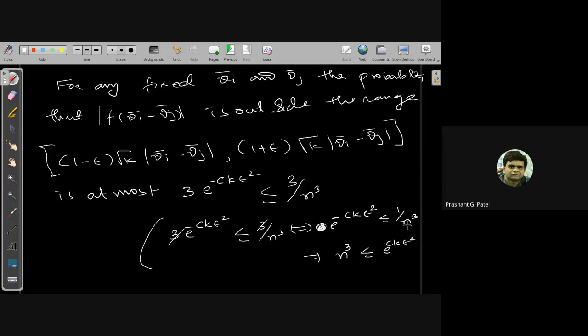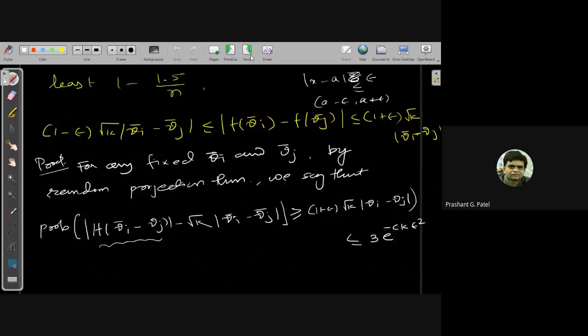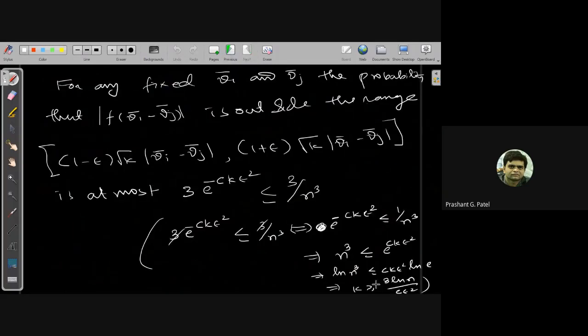If I take n cube here, this is minus, so 1 upon that goes to the other side. If I take ln on both sides, ln of n cube is less than or equal to c k epsilon square ln of e, but ln of e is 1 and ln of n cube is 3. So that gives me the value of k is greater than or equal to 3 ln n upon c epsilon square, which is exactly the given condition for k. So that's why we have this.